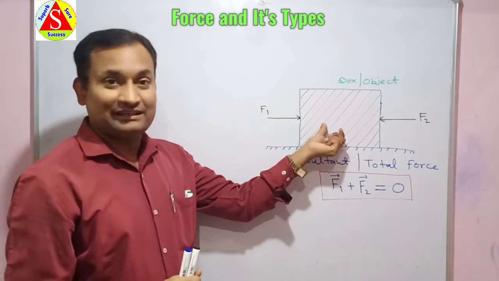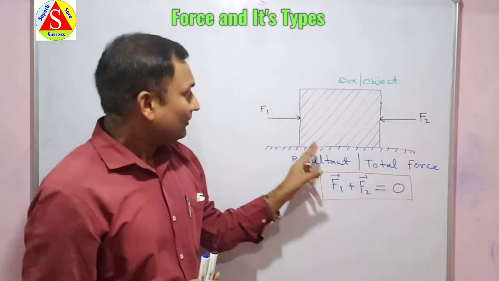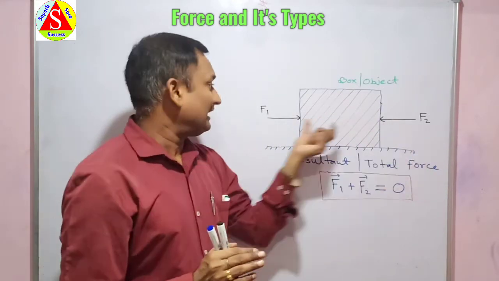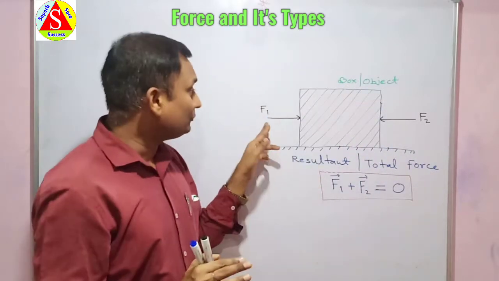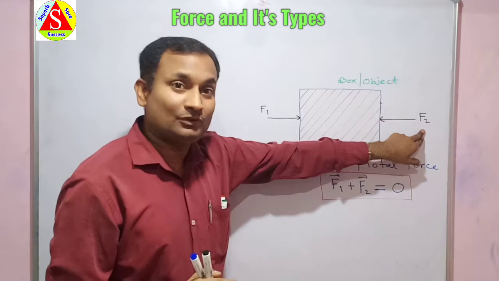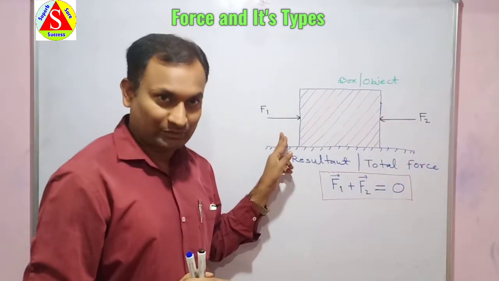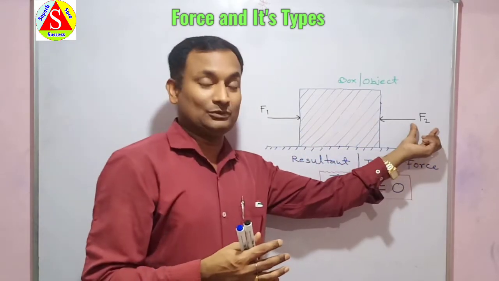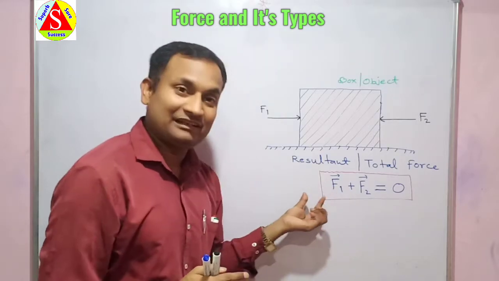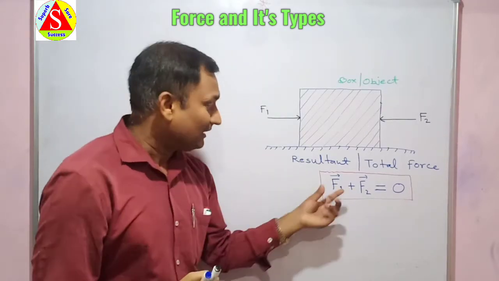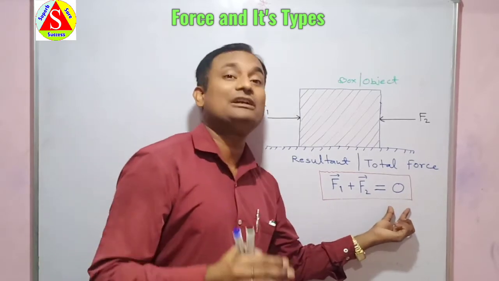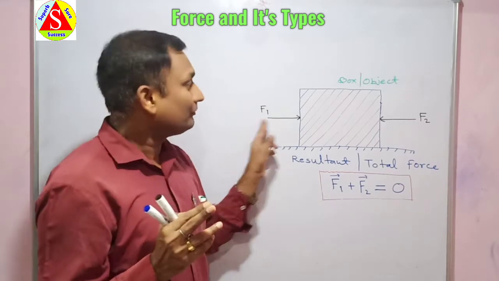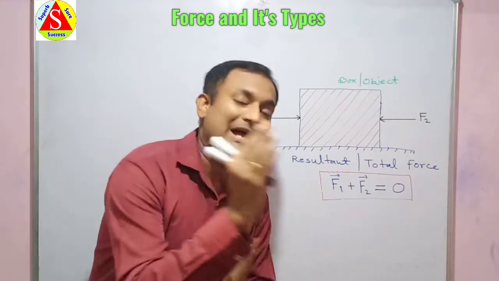So let's understand. Here, dear students, in this diagram, we have a box or an object. On this box we are applying two forces, F1 and F2, from opposite directions. Dear students, if the resultant of forces F1 and F2 is 0, here I have written it in mathematical form: F1 + F2 = 0. If this condition is satisfied, it means our forces F1 and F2 will be balanced forces.